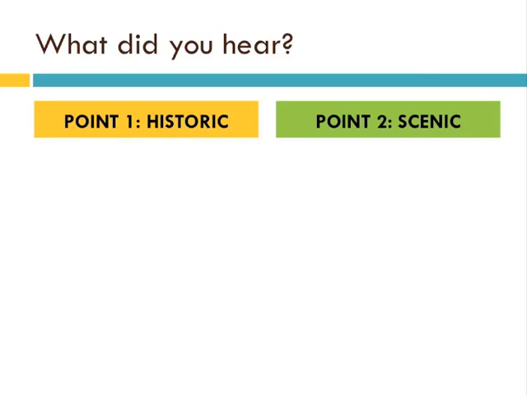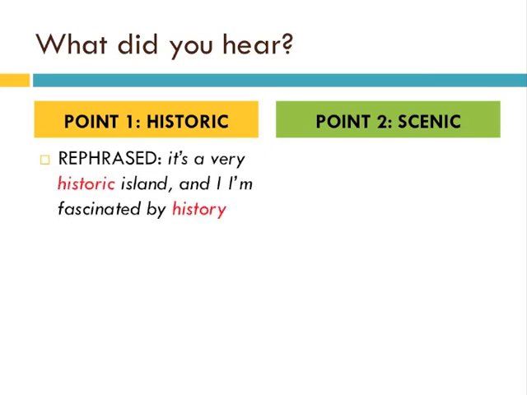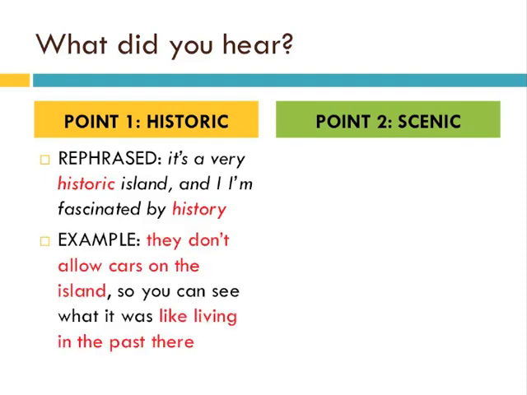So first off, notice that I only included 2 points, and I really focused a lot more on the first one because I think that's the most important reason out of all the reasons I chose, the fact that it was historic. So first off, you notice that some of the types of cohesive ideas I used was just kind of rephrasing a lot of the same things. I said it was a historic place, historic island, and I'm fascinated by history. I also use specific examples to indicate that. They don't allow cars on the island, only the horse-drawn carriages, so you can see what life was like there in the past. I also included the idea of the 1800s.